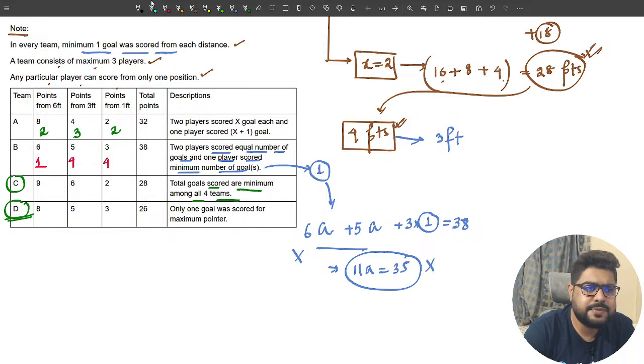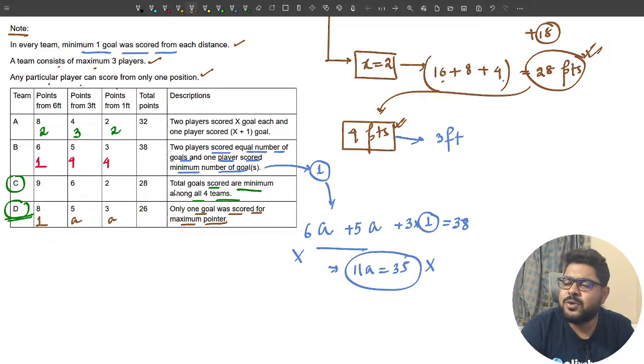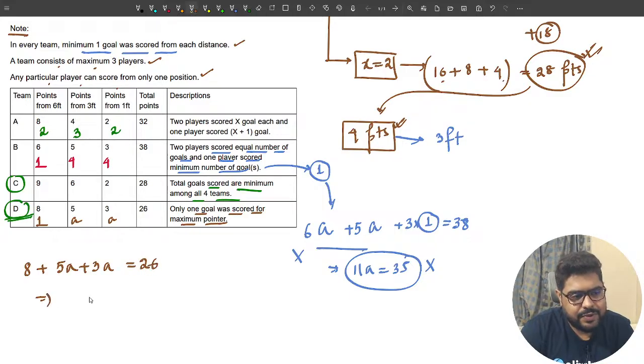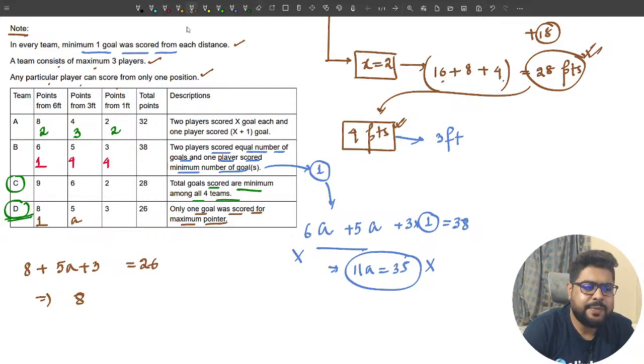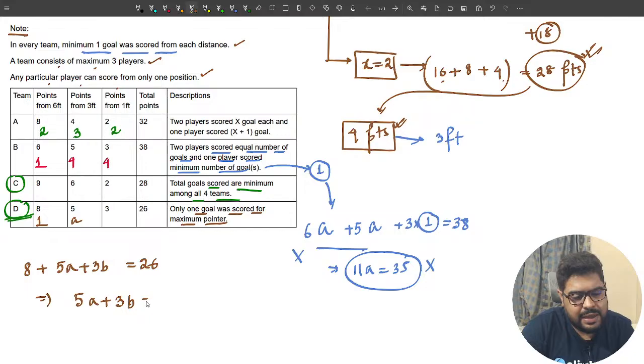So I'm just erasing this because I'll write it down. Only 1 goal was scored for the maximum pointer. That means this has A goals, I don't know how much. So that means 8 points, one goal of the 8 pointer, plus 5A plus 3B should be equal to 26. Sorry, not A, this is B. 5A plus 3B gives you 18, sir.